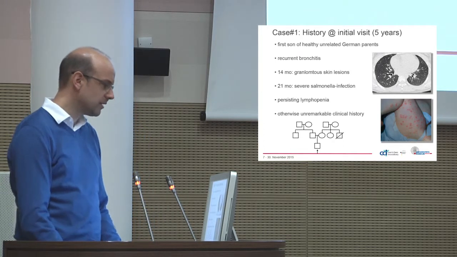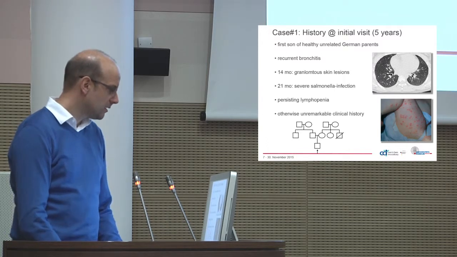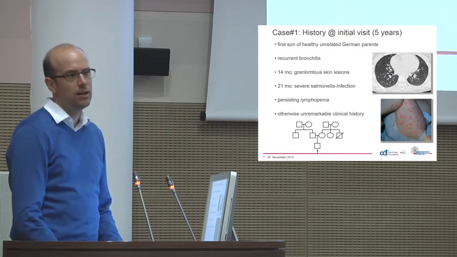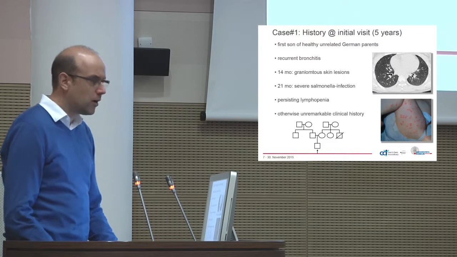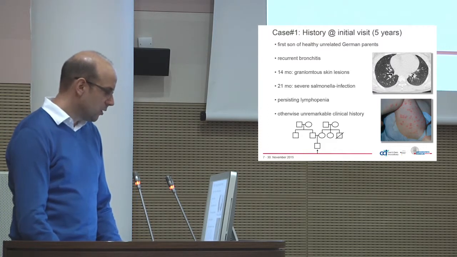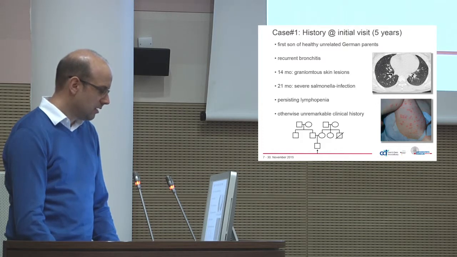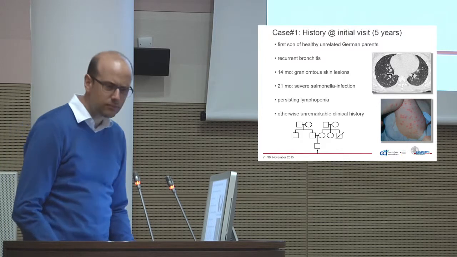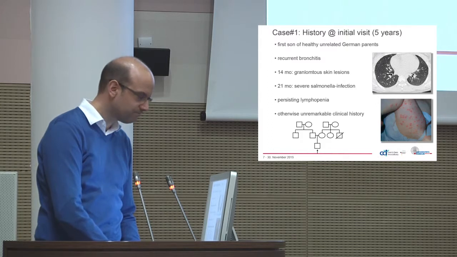At 21 months, he had a severe systemic salmonella infection from which he recovered fine. The reason for referral was persisting lymphopenia around 1,000. He had an otherwise unremarkable clinical history. He was fit, playing football. What was not so unremarkable was his family history. You see that his mother had a brother, so a maternal uncle of this child, who died in infancy after a history of serious infections.